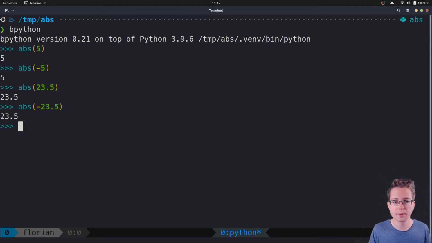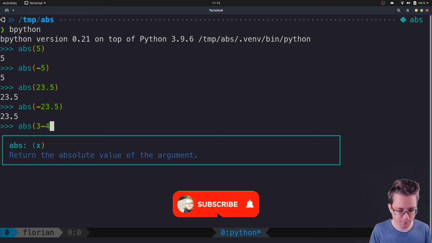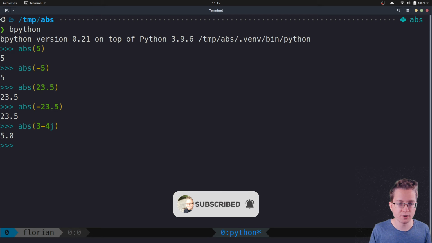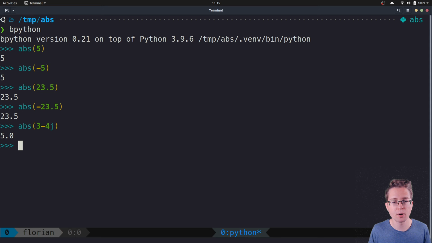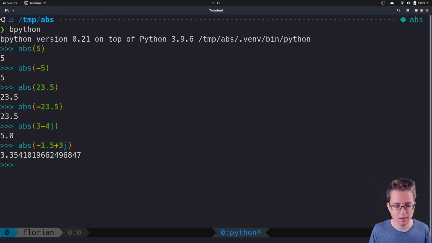If a complex number is passed to the built-in absolute function, only the magnitude part is returned. So ABS of 3 minus 4j returns 5. And it's worth noting that the magnitude part itself can also be a floating point number. So ABS of minus 1.5 plus 3j returns approximately 3.35.